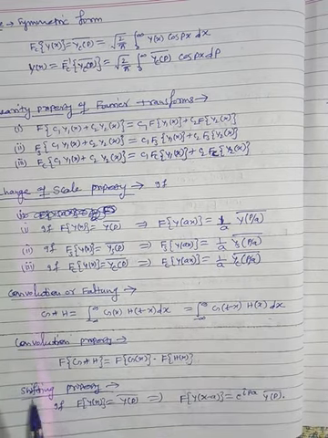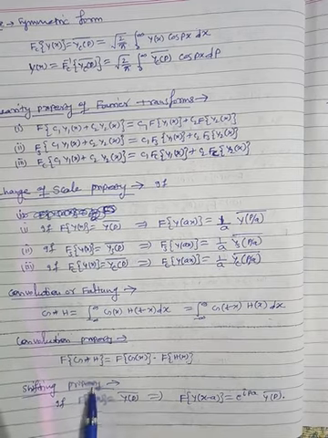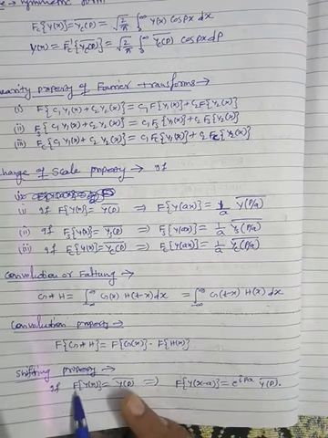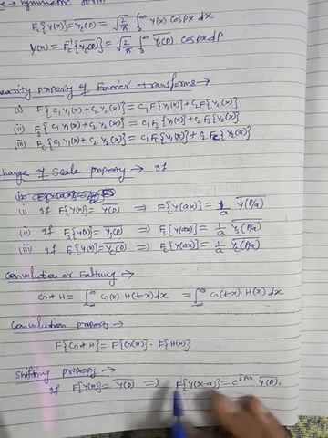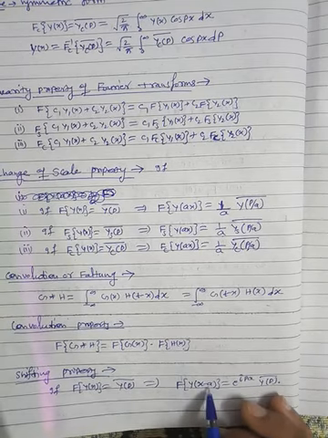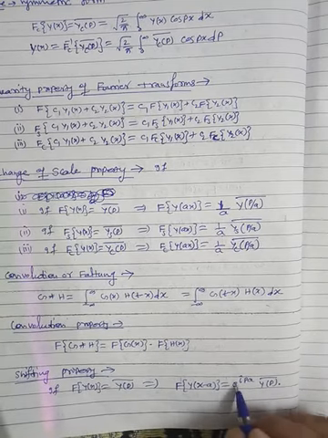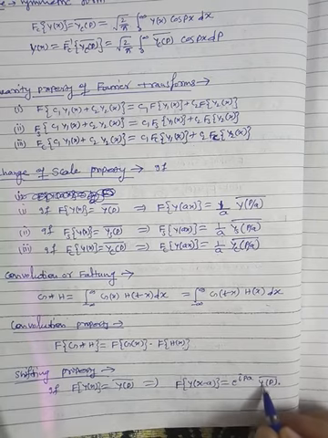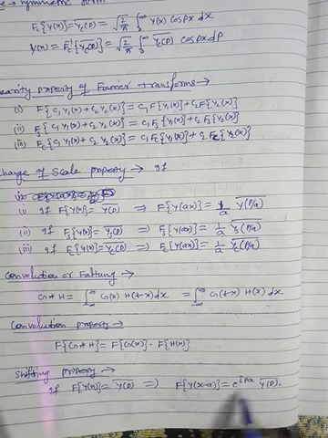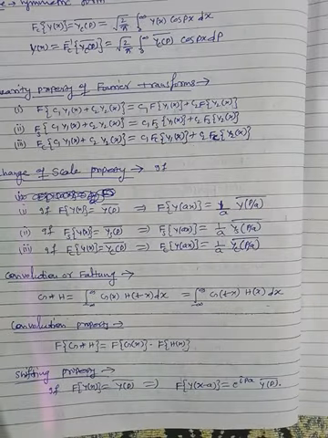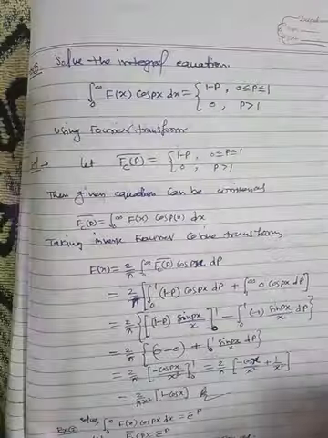And now the last property is the shifting property. If the Fourier transform of y(x) is y_p bar, then the Fourier transform of y(x minus a) is e raised to the power ipa times y_p bar. So this is the shifting property. So this is all about the Fourier transform. Now how to apply this? Let's see here.